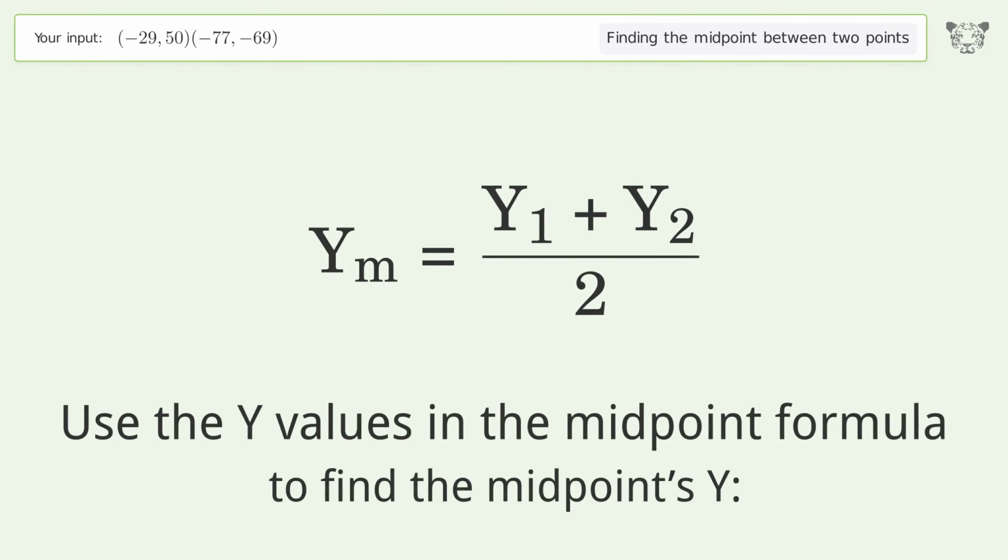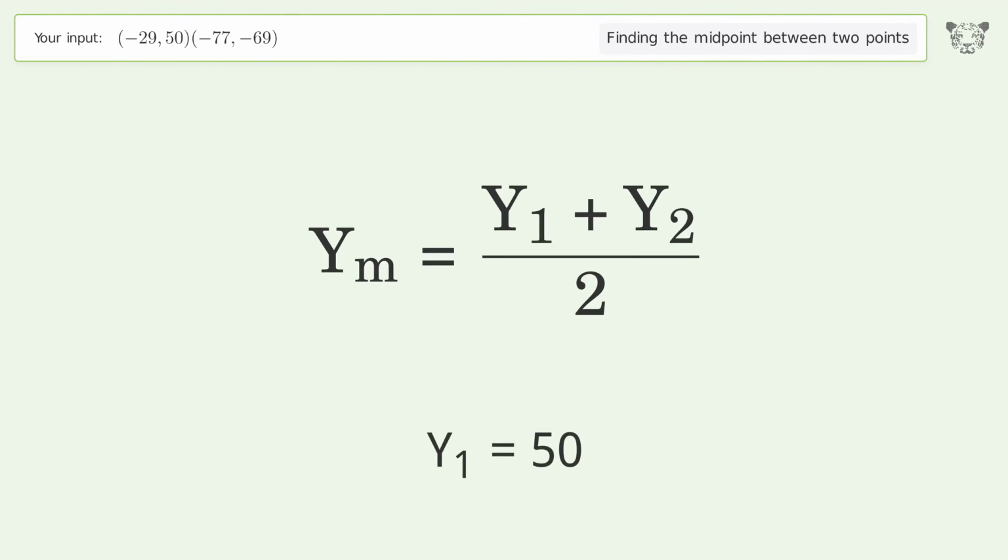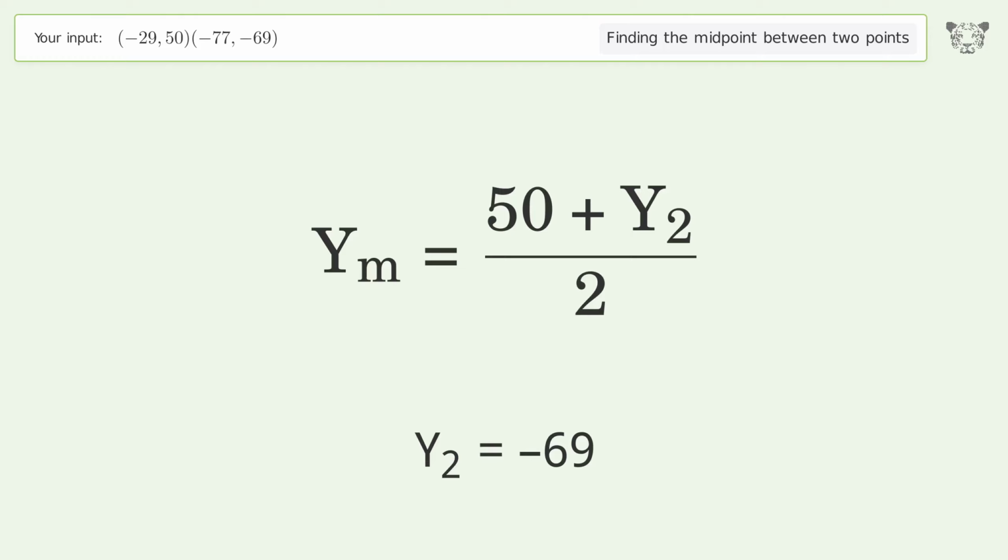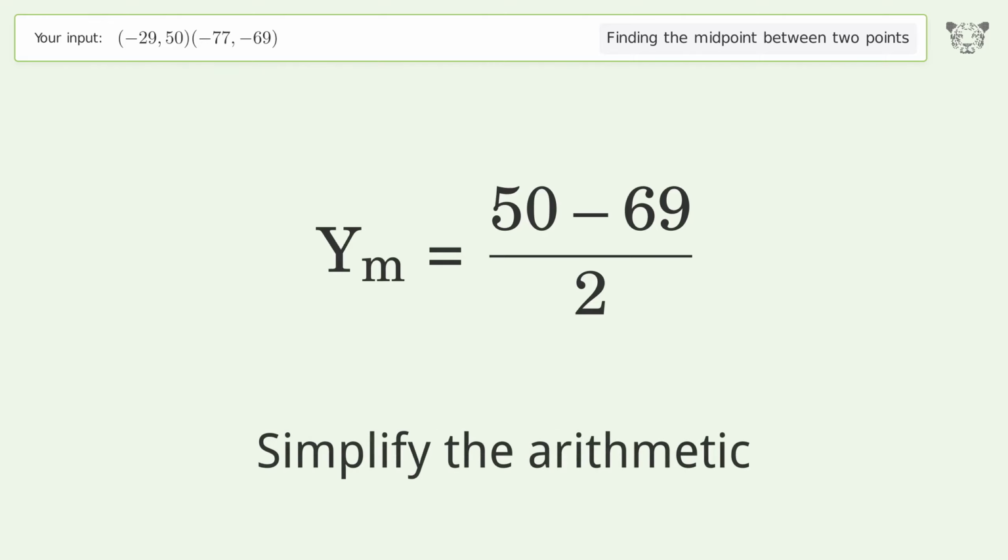Use the y values in the midpoint formula to find the midpoints y. y1 equals 50. y2 equals -69. Simplify the arithmetic.